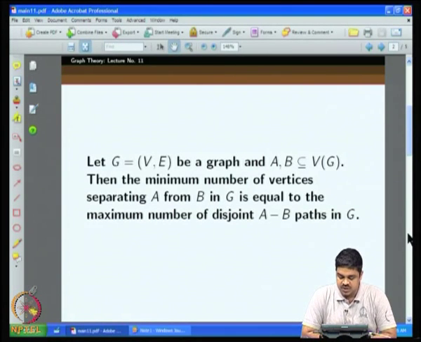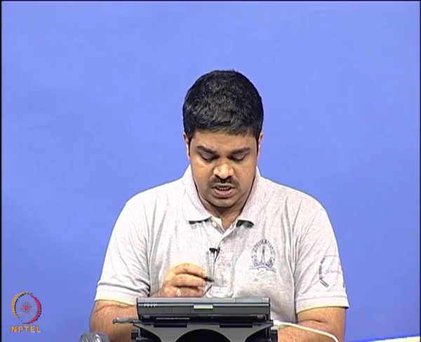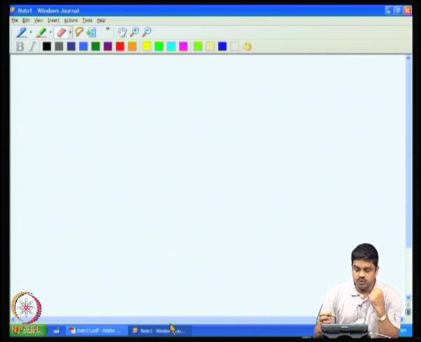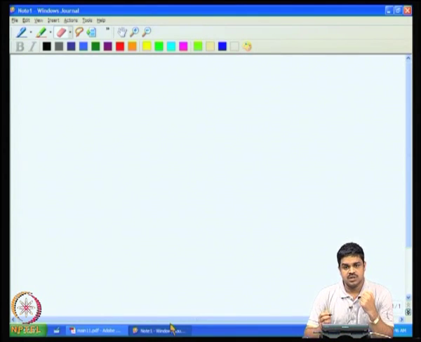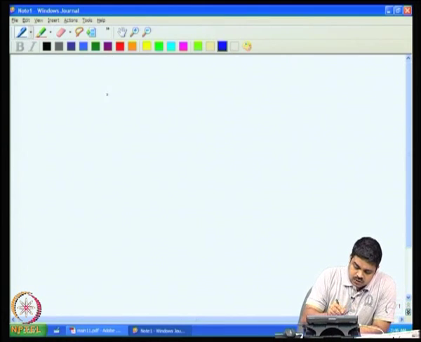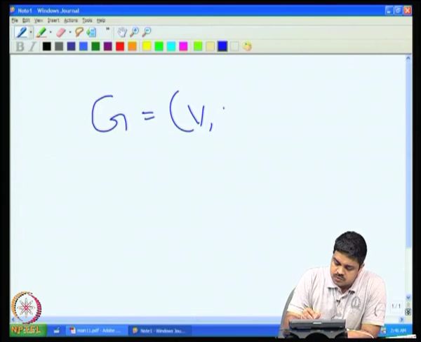This maximum number, for a given pair A, B of subsets of V of G, is equal to the minimum number of vertices separating A from B. So, today we are going to do the proof of this statement. We are going to prove this by induction on the number of edges in the graph. So, you can consider an n node graph G, G equal to V comma E.